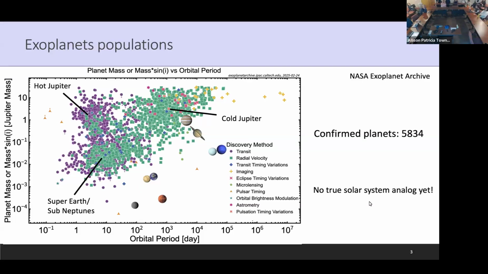And here's the plot for orbital period versus the planetary mass. Just from here, you can see there are three populations of exoplanets detected so far: hot Jupiters, cold Jupiters, and super-Earth, sub-Neptune planets. It's important to point out that until today, there are no true solar system analogs yet. You can see that here are the solar system planets. They are occupying a different parameter space than the detected exoplanets.